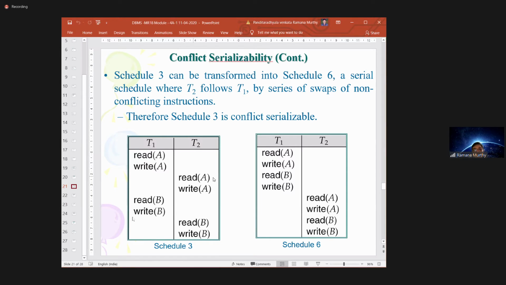So in both schedules, the final modification of A is done by T2. Here the final modification in schedule S3, and here the final modification of variable A, is by T2 only. So T2 is doing the final modification. Who is doing the initial read operation in both schedules? T1 is reading. So those are the two conditions.